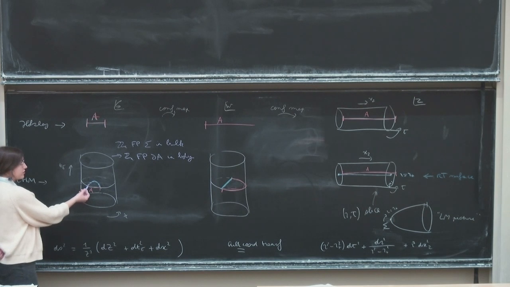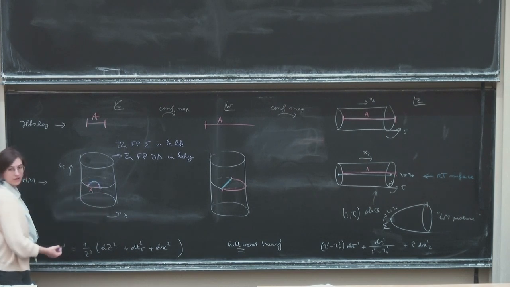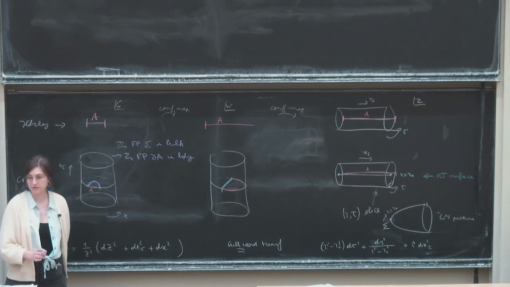If you would put twist fields again, you would put them along all of this blue line. So these are the boundary fixed points, and in the bulk, they are on the sigma surface.